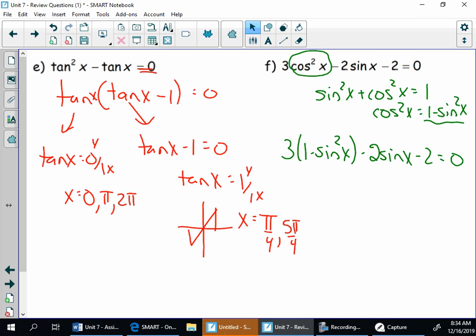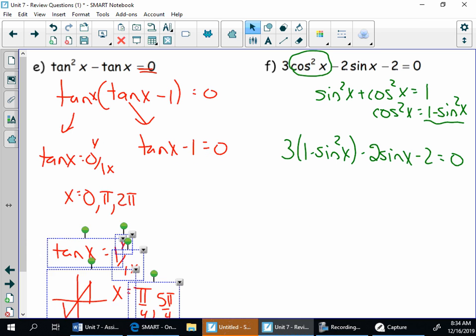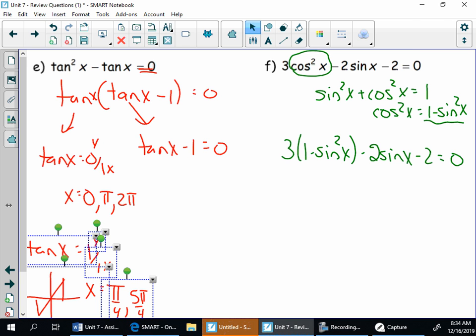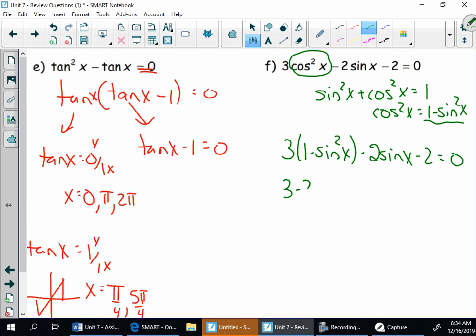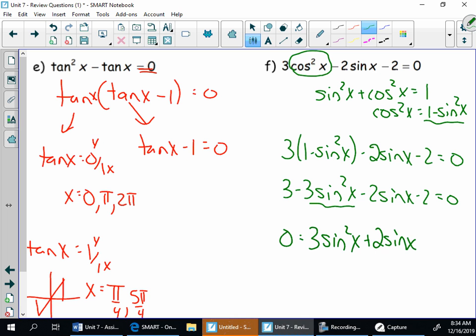I'm just going to move these answers from over here. Okay, let's get rid of our brackets. Okay, it's a quadratic. Rules for quadratics, we want them equal to 0, our x squared term, in this case our sine squared term, be positive, and collect all your like terms. So move everything to the right. So I'm going to get 3 sine squared plus 2 sine x's. 3 minus 2 is 1, but on the other side it's minus 1. And so we're going to factor this.